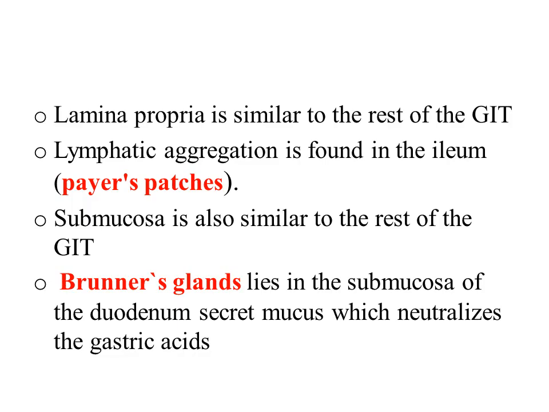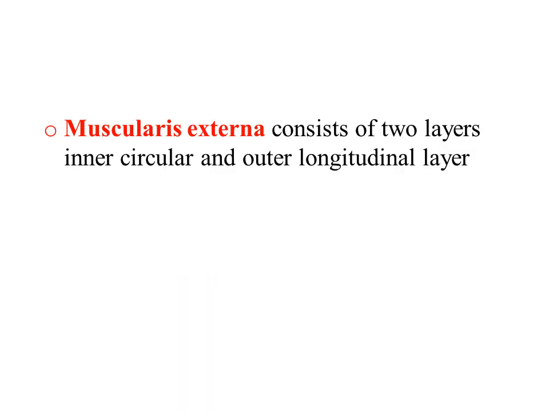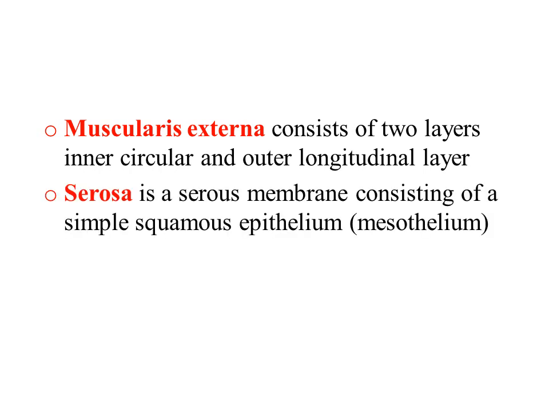In the submucosa we have only Brunner's glands, mainly found in the duodenum, and their function is to neutralize the gastric acid that comes from the stomach. The muscularis externa consists of two layers, an inner circular and an outer longitudinal layer, and the serosa is also a membrane consisting of simple squamous epithelium or mesothelium.